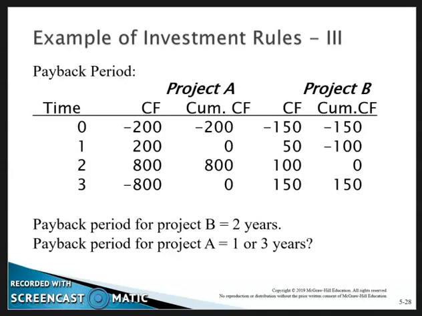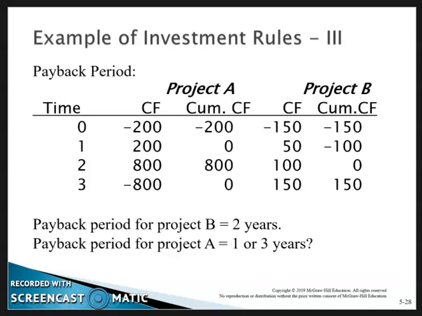With Project A, we received $200 in the first year, so we're paid back in 1 year, but then we received the $800 in the second year, but then we have to pay out $800. So the payback period is either 1 year or 3 years. We don't really know.